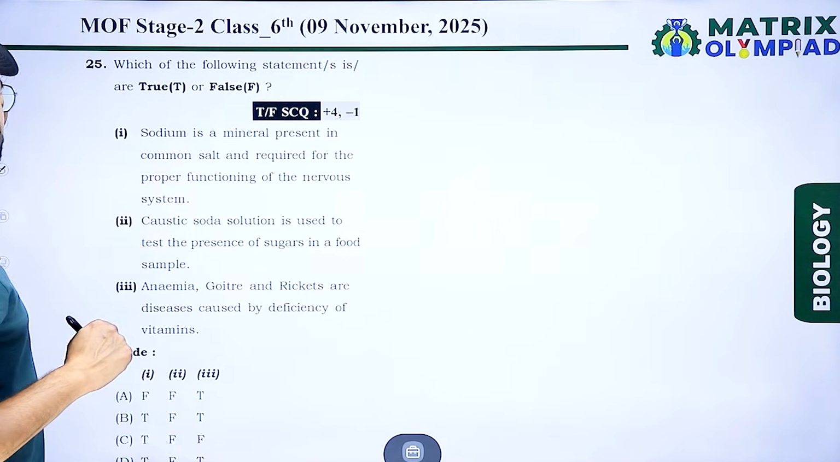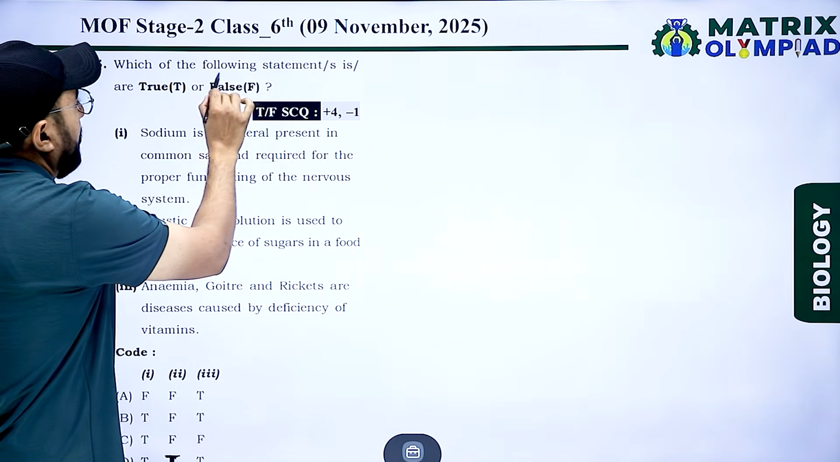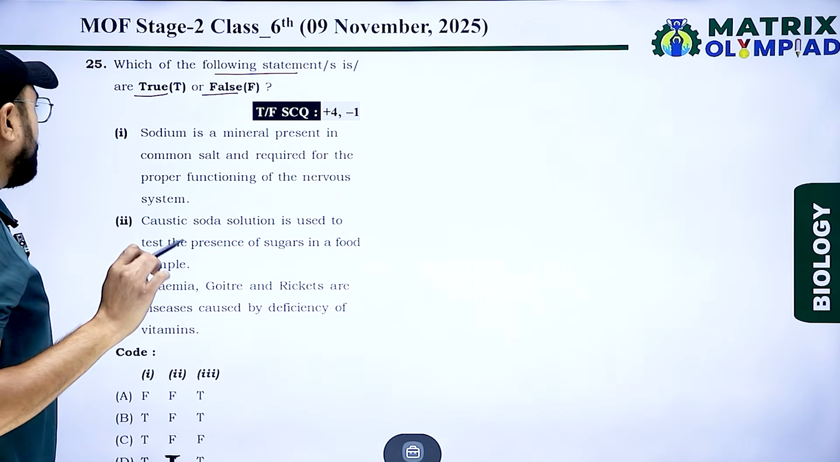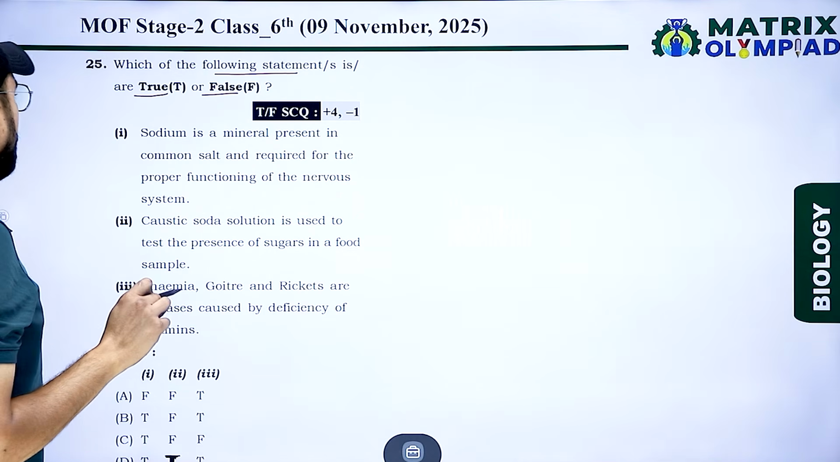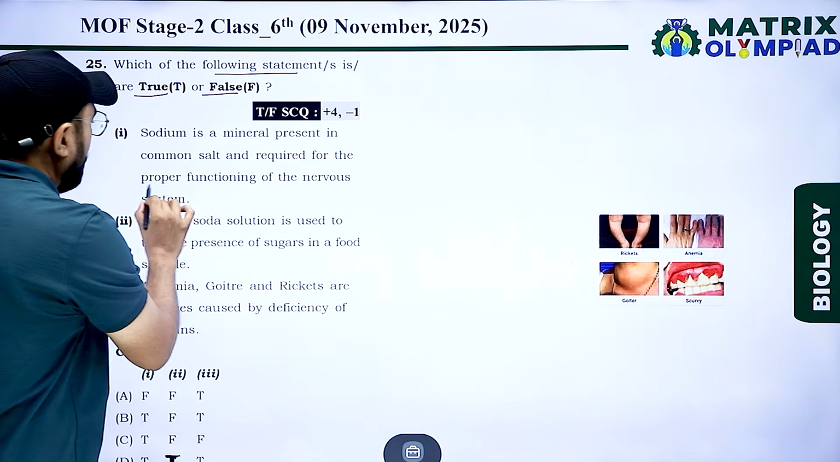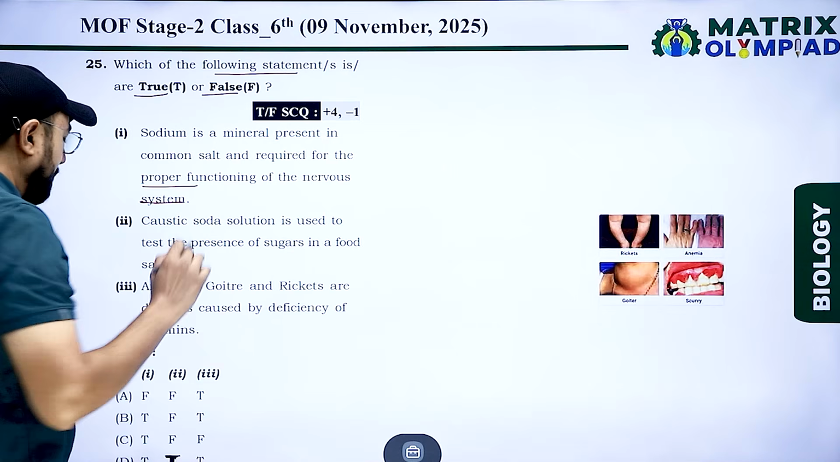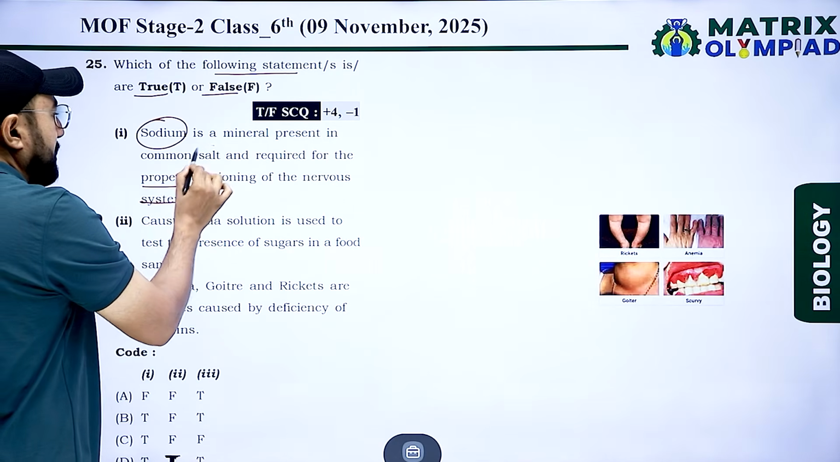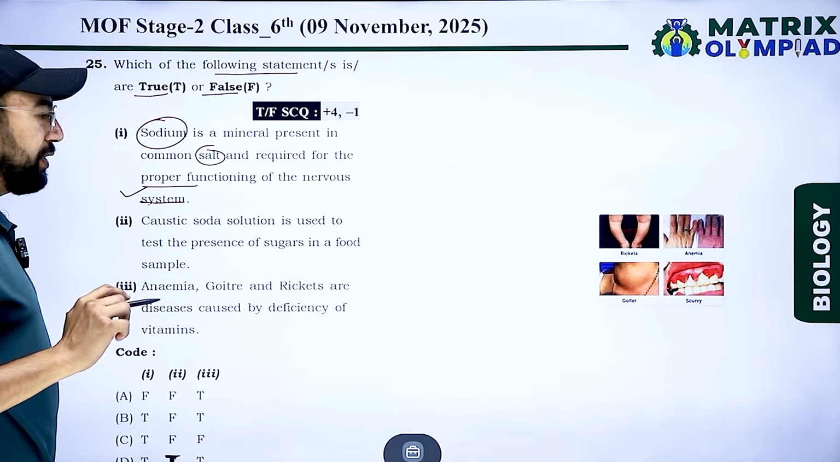Next, which of the following statements are true or false? First, sodium is a mineral present in common salt and required for the proper function of the neural system. That is right, because sodium is present in salt and relates to the nervous system.